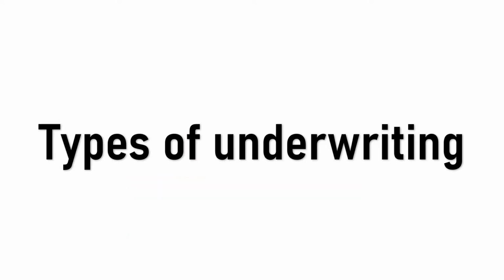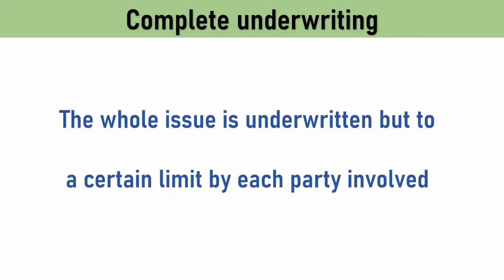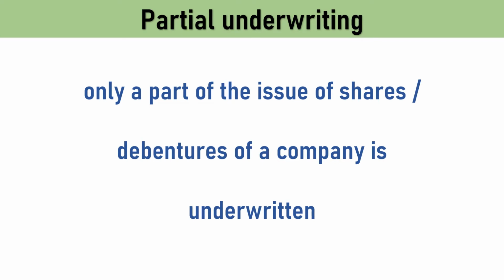First is firm underwriting. In firm underwriting, the underwriters take up the agreed number of shares or debentures even if the issue is oversubscribed. Next comes complete underwriting. In complete underwriting, the whole issue is underwritten either by an individual or institution, agreeing to take the entire risk by each party but to a limited extent. In partial underwriting, only a part of the issue of shares or debentures of a company is underwritten.